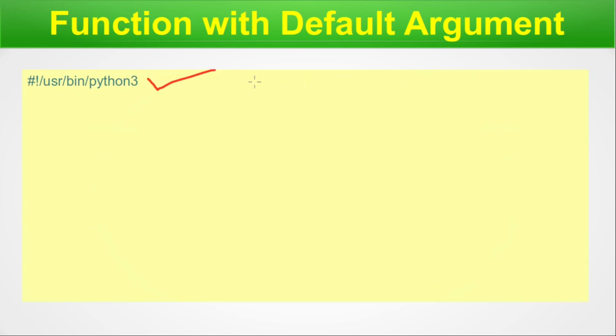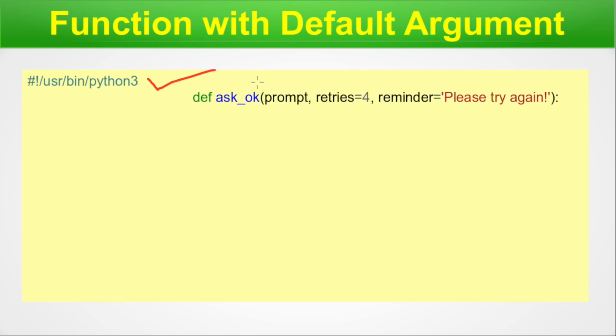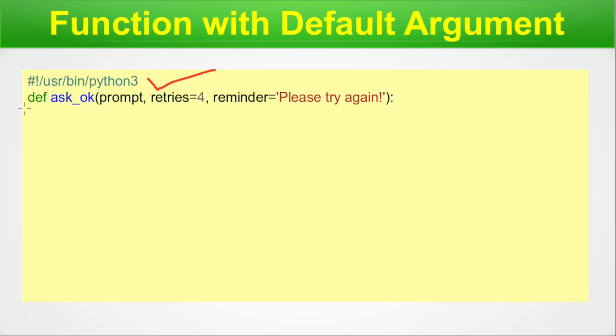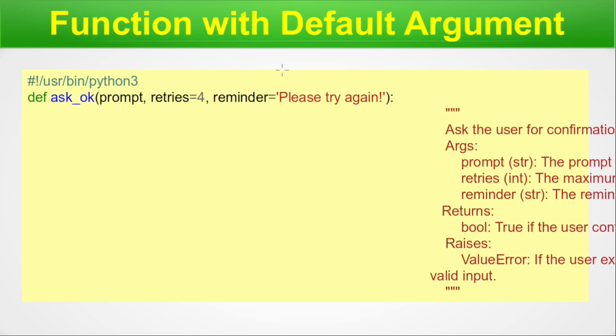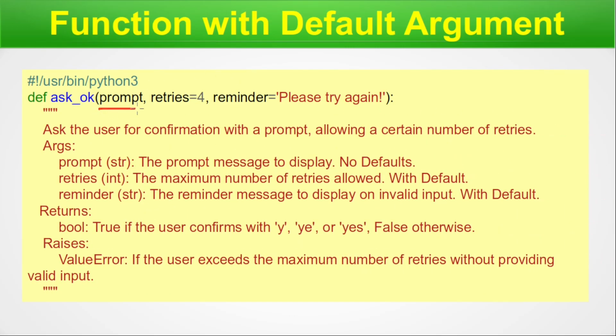Here is the interpreter as the first line of the code. You will not need this in Windows. However, this is essential in Linux. So here we give a prototype. def ask_ok, then there is a prompt, then retries=4, and reminder='Please try again!'. So these are 3 different types of arguments, and we will complete this code in the next slide. This is just a placeholder, and here we will talk about what each of these means.